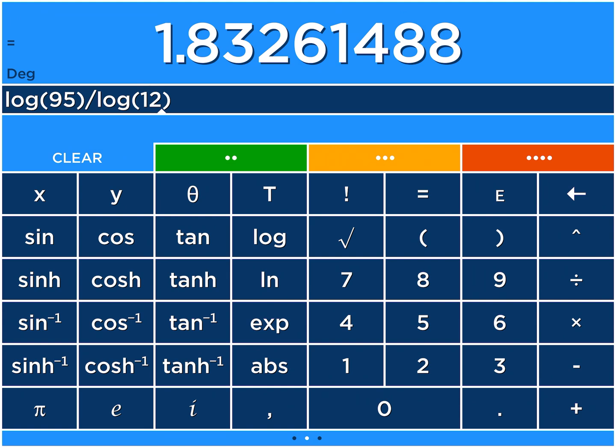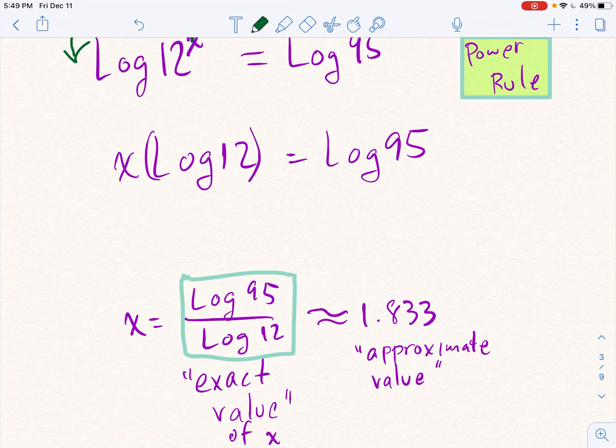1.833 would be a good way to round that off to 3 places. So make sure you're closing the parentheses around the argument before you hit the division button on your calculator. It's a really important little detail and an easy one to make a mistake on. All right, so back to the notes here.